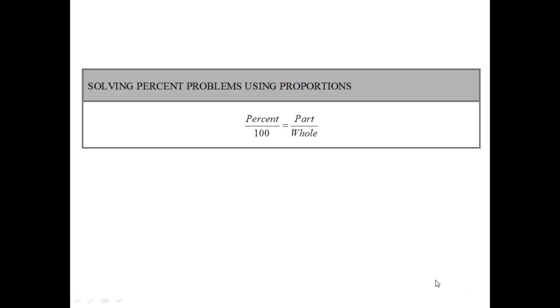Solving percent problems using proportions. We can set up any percent problem in the following manner. The percent over 100 is equal to part over whole. Using this method, you do not need to change the percent to a decimal form. You will put the percent in as it is written in the problem. And if you are looking for the percent, when you solve for percent, you don't need to change it into a percent. It'll already be in percent form.